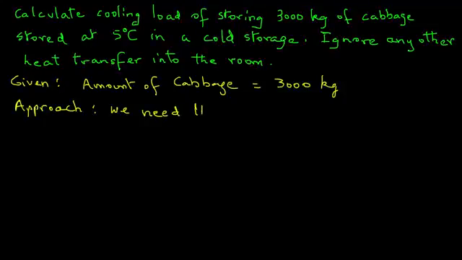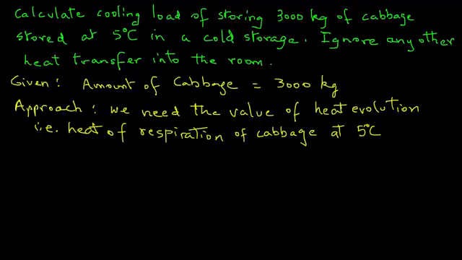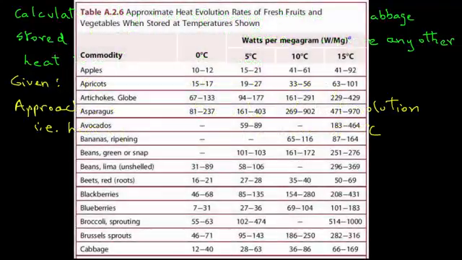Now, as you know, most fruits, vegetables, and also cereal grains, they all respire. And there is a certain amount of heat of respiration that is given off by these respiring products. And when we design cold storage to store those products, we need to know what is the heat of respiration. So that means we have to look up in some reference, and here we can see a table that shows heat of respiration for various products at different temperatures.